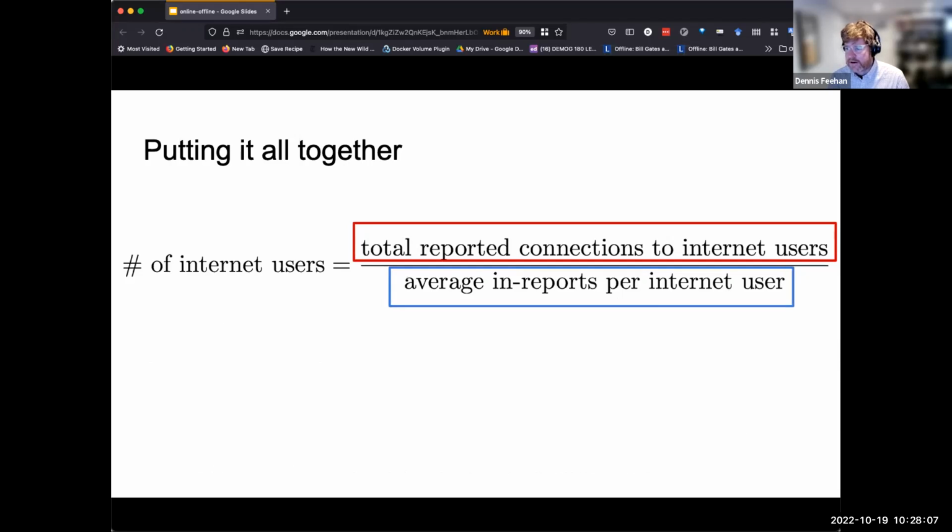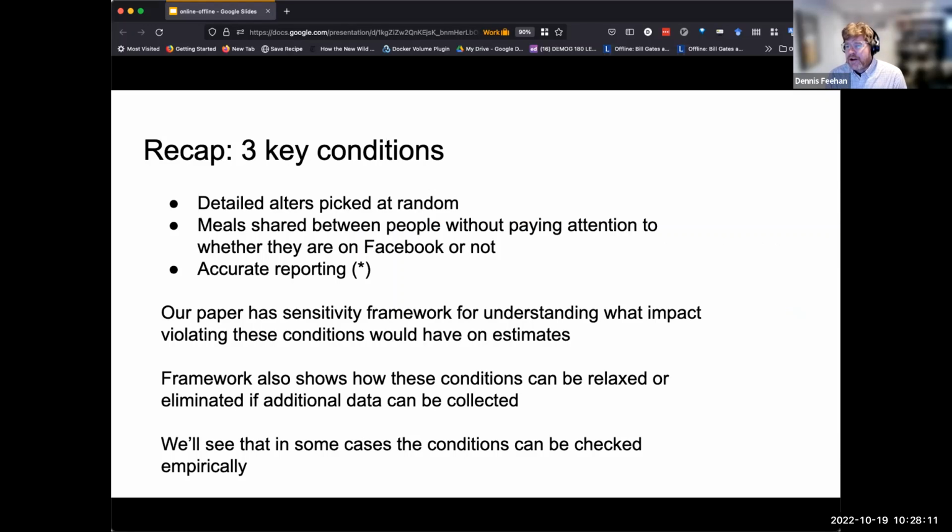Okay, so putting it all together, I talked a little bit about this numerator and the denominator, and I tried to highlight what I think of as the 3 key conditions that we need for this approach to work well in principle. I need these detailed alters, the 3 people respondents report about, to be chosen like a random sample from their network members. Second, the assumption I just mentioned: I have to assume that meals are shared between people without paying attention to whether or not they're on Facebook. And then I'm also making the assumption that reporting about the network members is accurate.